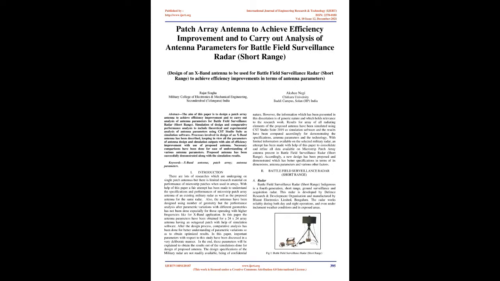Also, antennas have been designed using a number of geometries, but the performance analysis after parametric variations with different geometries has not been done, especially for those operating at higher frequencies like for X-band applications. In this paper, the antenna parameters have been obtained for a 24x24 array antenna having an octagonal patch with the help of simulation software. After the design process, comparative analysis has been done for better understanding of parametric variations so as to obtain optimized results.